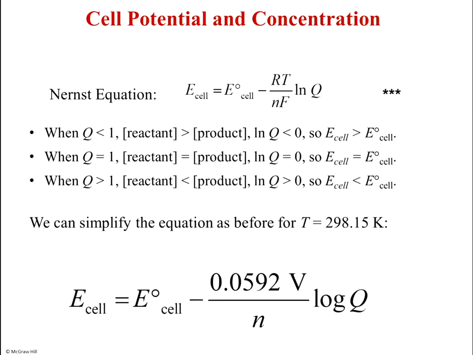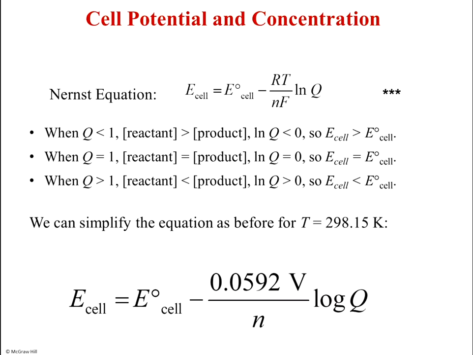We can take our general Gibbs equation and use this to come up with a general cell potential equation, which we call the Nernst equation. Remember earlier we learned that delta G0 plus RT natural log Q is equal to delta G, that is, free energy under any set of conditions. And we can simply substitute in E's for delta G's, and we end up with the following relationship. Your book derives this equation for you, and if you want to talk about it, you can come by office hours and we can derive it there as well.